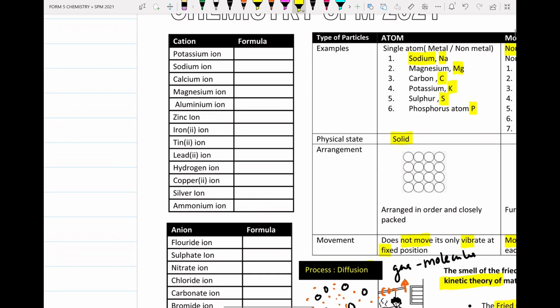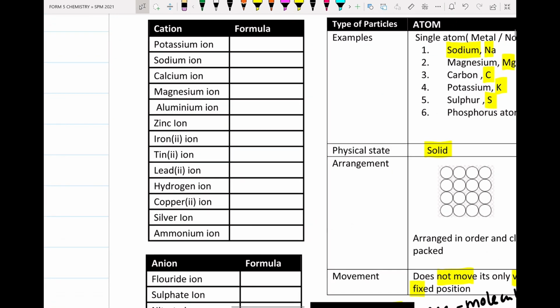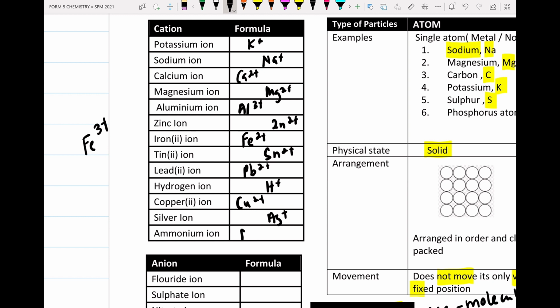Now we move on to all the formulae of ions. And we try to check which ion is a colored ion, which ion is a colorless ion. So potassium ion K positive, sodium ion Na positive, calcium ion Ca2 positive, Mg2 positive will be magnesium ion, Al3 positive will be aluminium ion, zinc ion Zn2 positive, Fe2 positive will be iron 2 ion, and we have another one Fe3 positive, which is iron 3 ion. Tin ion will be Sn2 positive, lead 2 ion Pb2 positive, hydrogen ion, copper 2 ion, silver ion Ag positive, ammonium ion.